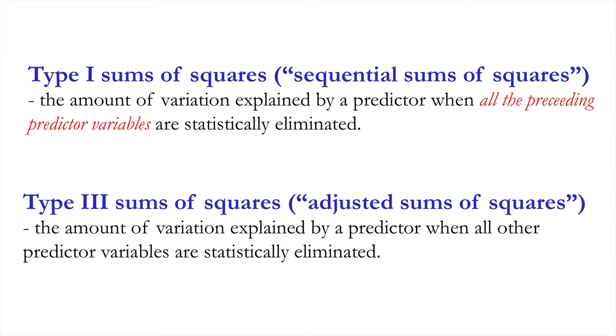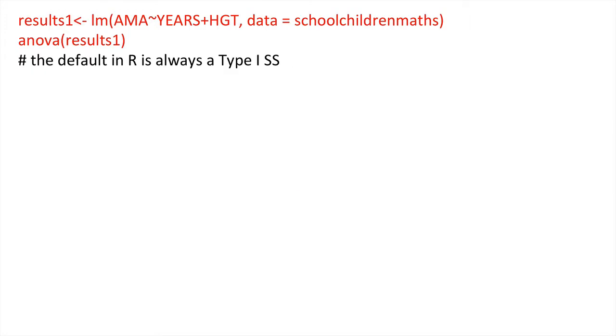Now you might think that it's very sensible to use a type 3 in all cases. When we want to identify the role of A, we control for everything else. But there are, of course, a number of cases where that isn't what we want to do. And so really our choice of sum of squares depends on the nature of the questions that we're asking. But let's have a look at using a type 1 sum of squares, which is the default in R.